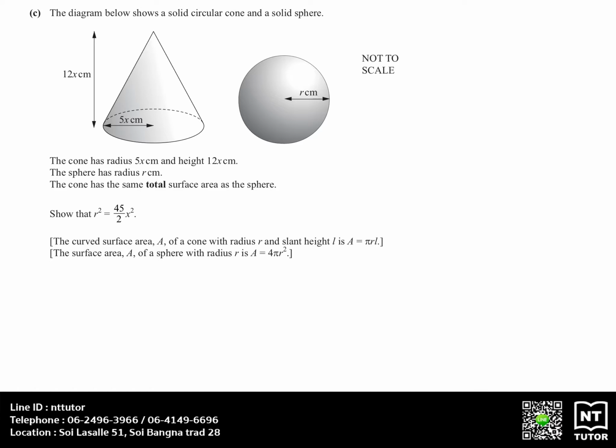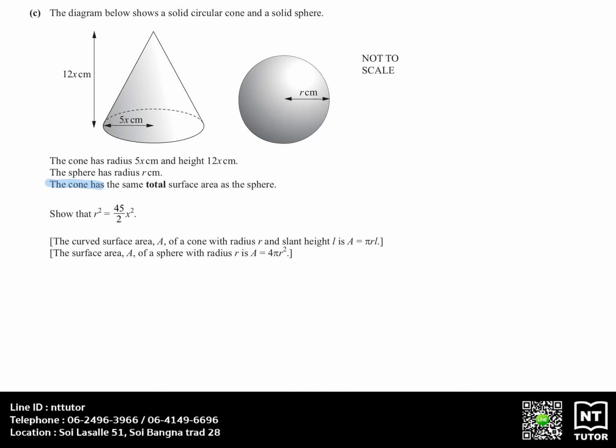C. The diagram below shows a solid circular cone and a solid sphere. The cone has a radius 5x centimeters and height 12x centimeters. The sphere has radius r centimeters. The cone has the same total surface area as the sphere. Show that r squared equals 45 divided by 2x squared.